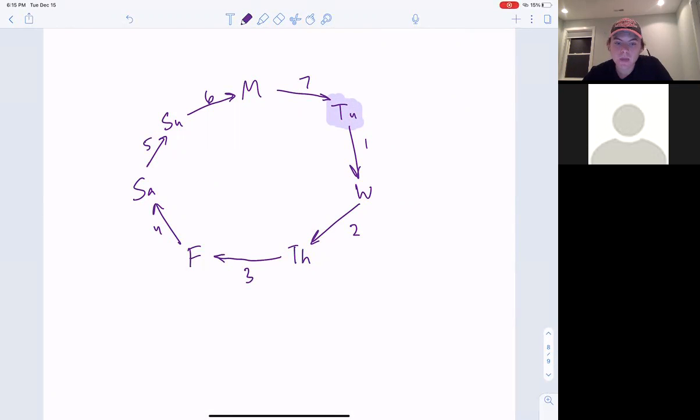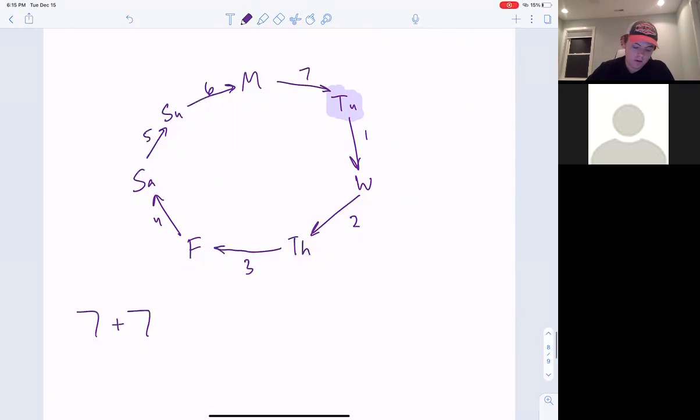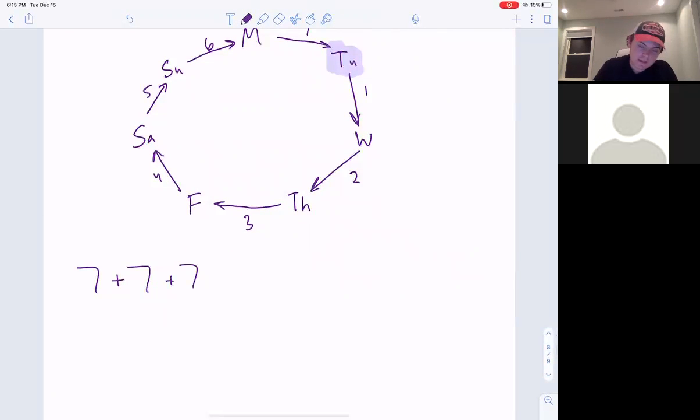And that's, of course, true because there are 7 days in a week, right? So if we go through one whole week, we'll end up back at Tuesday. So after 7 days, I'm at Tuesday. Well, what that also means is that after 7 days and 7 more days, I'll also be back at Tuesday. So after 14 days, I'll be back at Tuesday, right? And then 7 plus 7 plus 7, that's 21.